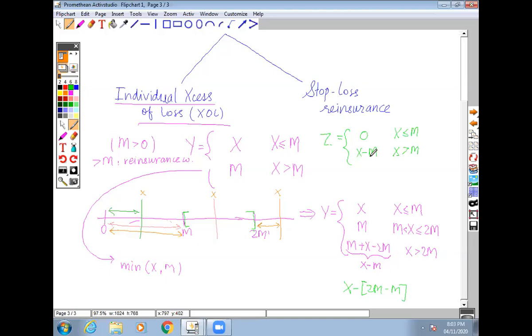Does everyone agree with that? Yes. And it makes sense, right? Okay. So let us see what happens here. For this case, I'm trying to look at Z. And again, I'll have three cases: X less than or equal to M, X between M and 2M, and X greater than 2M. So what do you think is going to happen with the reinsurance company here?